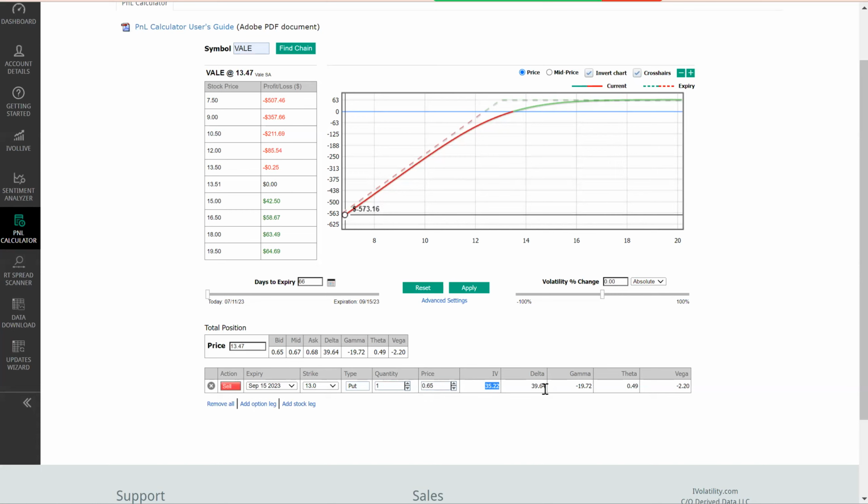Here's our delta. So for every $1 move in Vale, this option will move around 40 cents. Here's our gamma, here's our theta, so this would be our time decay. And here's our vega, so how sensitive this is to changes in the implied volatility.